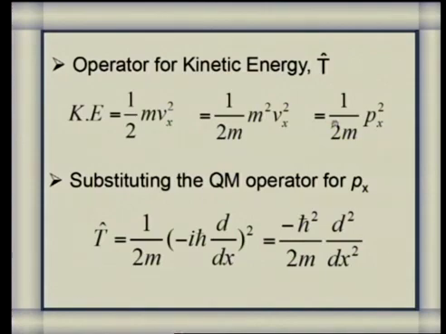To make a quantum mechanical operator there, what do we do? We substitute the quantum mechanical operator for the momentum, and that happens to be minus iota h cross d by dx. When I do that, I get an operator for T, that is the kinetic energy, and that operator happens to be minus of h cross square by 2m d2 by dx square. So that is the quantum mechanical operator for the kinetic energy.